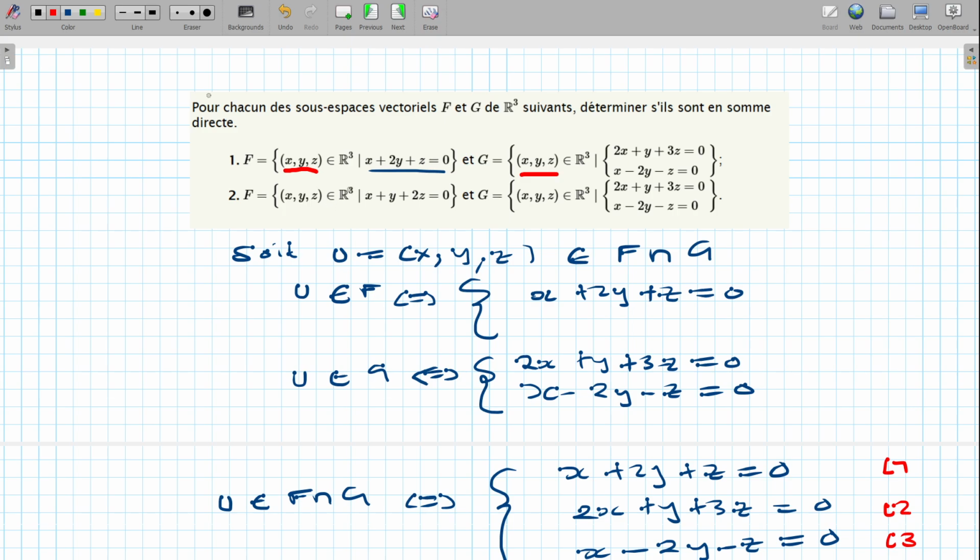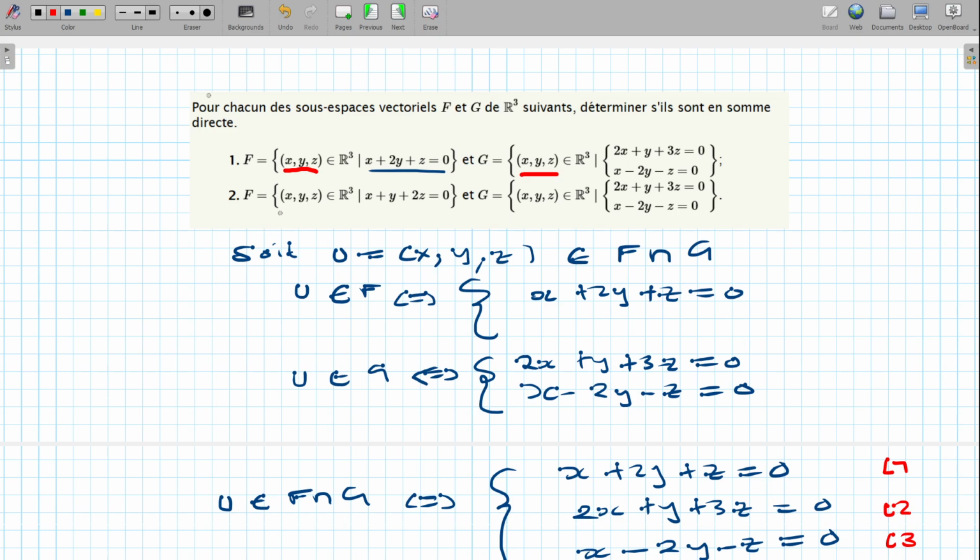So here, the first thing that you have to do is to check: is f a sous-espace vectoriel of R3? Is G a sous-espace vectoriel of R3? I believe that is important, and it's something that you must check before you even solve the problem.